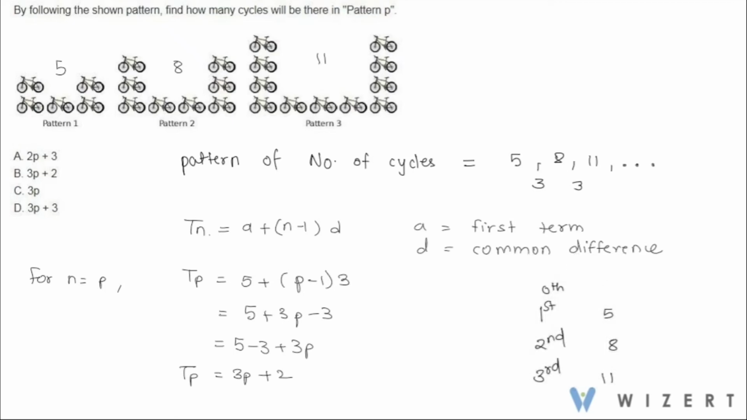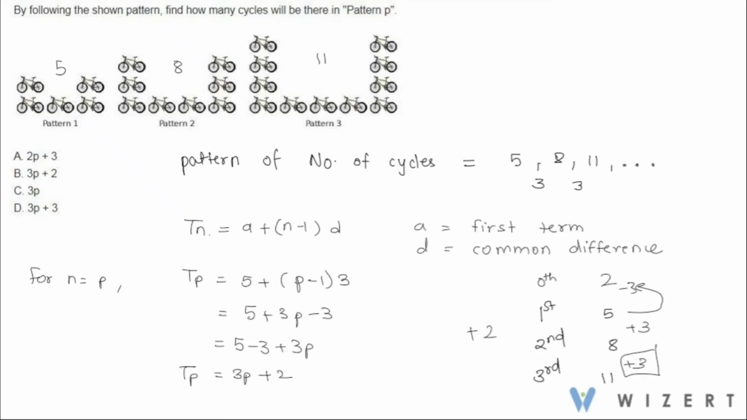So the number of cycles in the 0th pattern is equal to 5 minus 3, since there is a common difference of plus 3. From here to here there will be minus 3. So the 0th pattern is 2 cycles, and since the 0th pattern cannot exist, we simply add it.